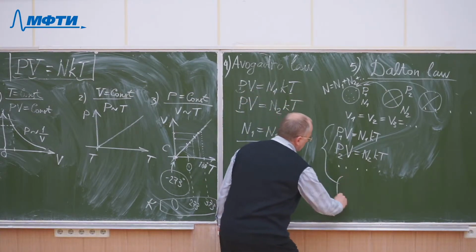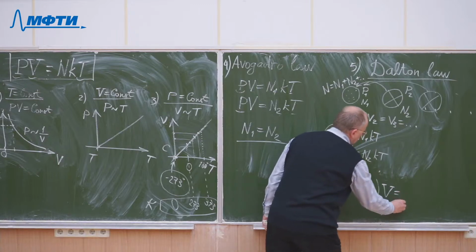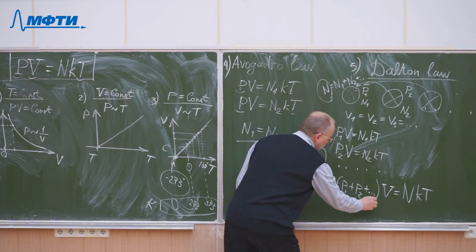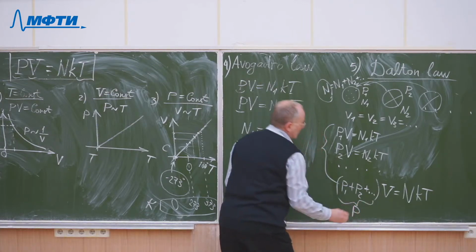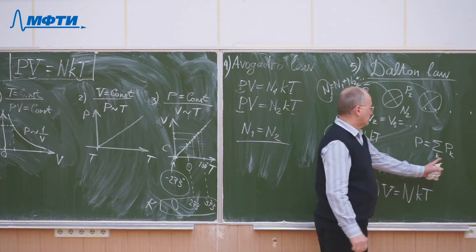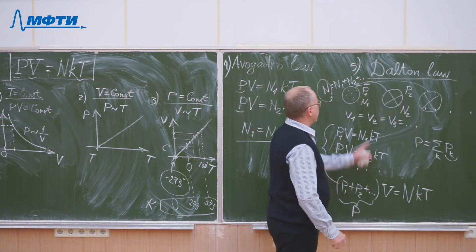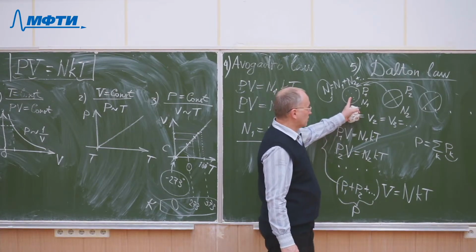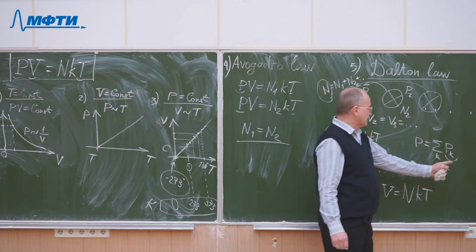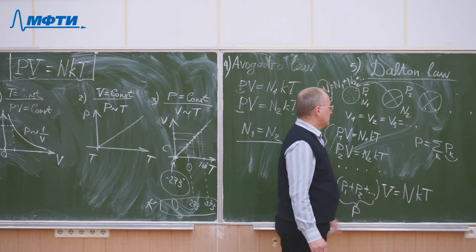We must add all these equations and we obtain P1 plus P2 plus etc. times volume equals the total number of particles, which is the sum of all numbers, times kT. So the resulting pressure will be equal to the sum of all pressures of all the gases. So the pressure of each particular gas is called a partial pressure. It's a partial pressure of particular gas. And what we have discovered using these simple calculations is that the sum of partial pressures will give you the ultimate pressure of the gas mixture. That is Dalton's law.